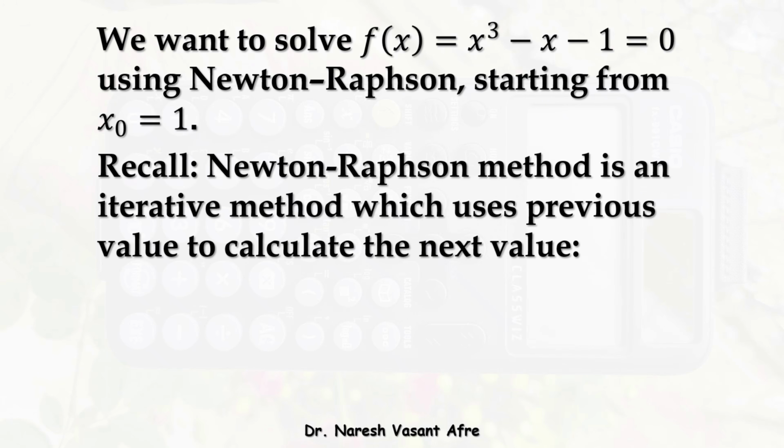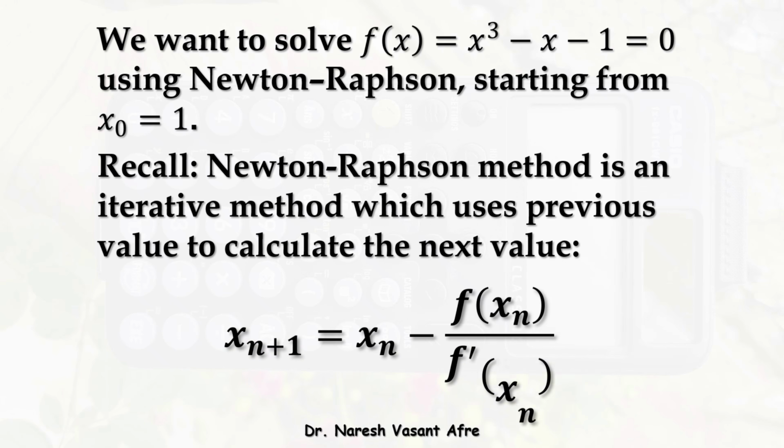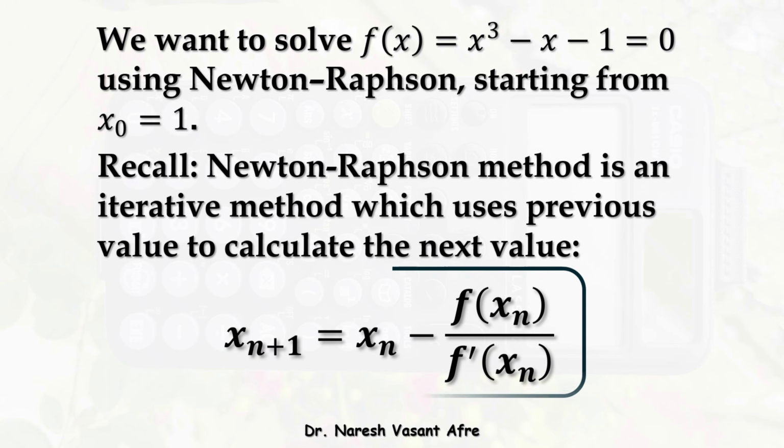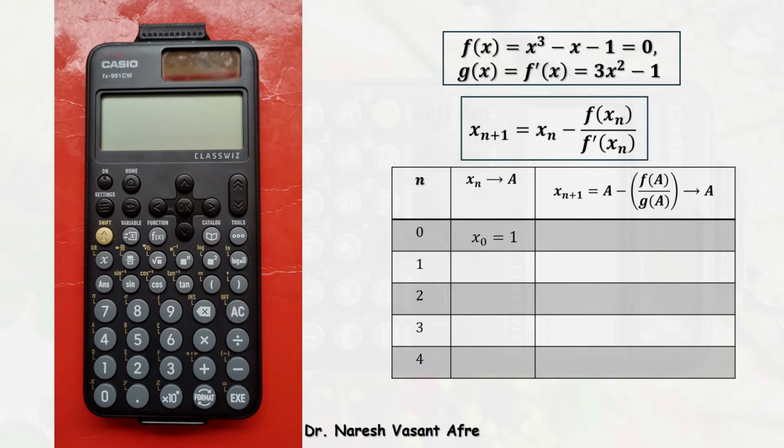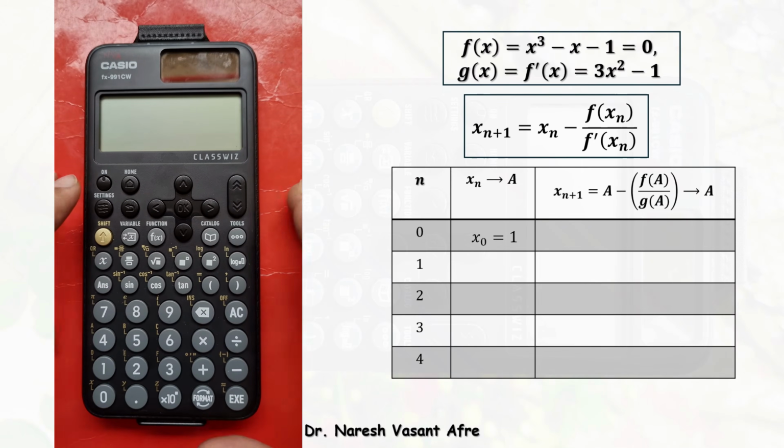For this, we need to recall Newton-Raphson method, which is an iterative method which uses previous value to calculate the next value, and the formula is x n plus 1 is equal to x n minus f evaluated at x n divided by f dash evaluated at x n. Now let us see how we can solve this using our Casio calculator.